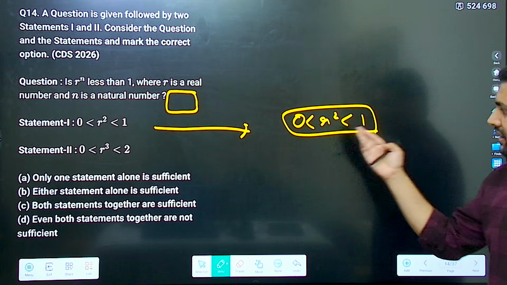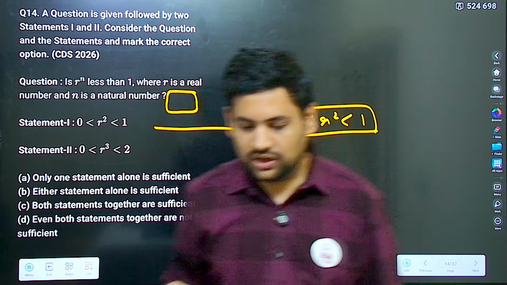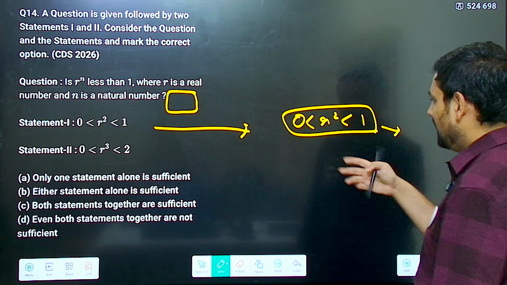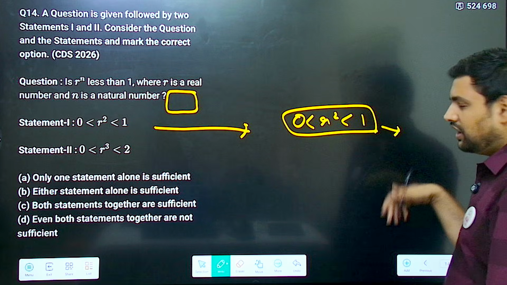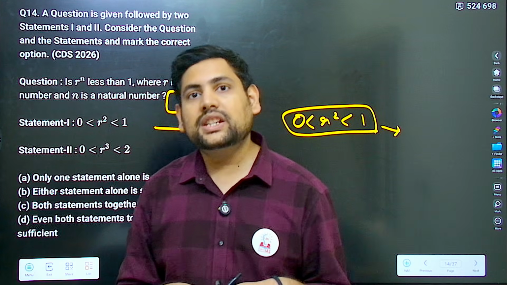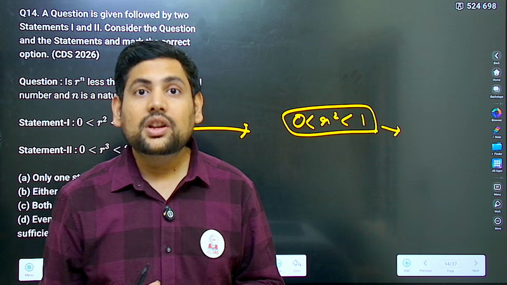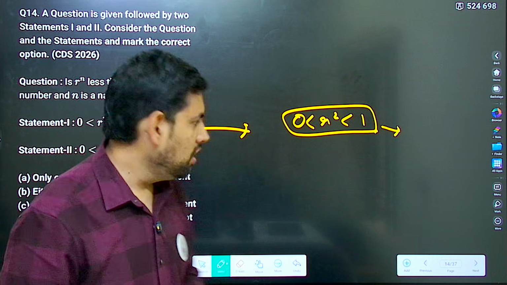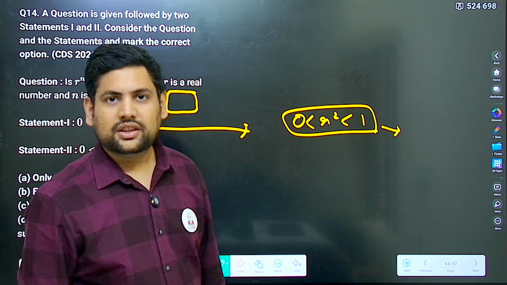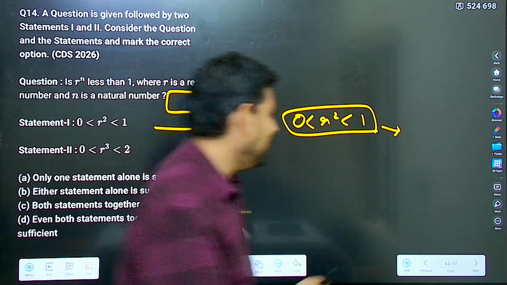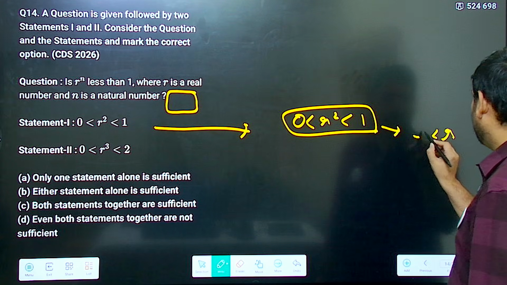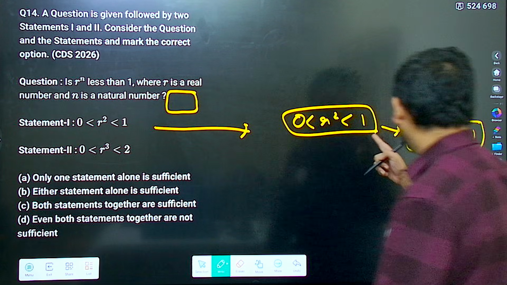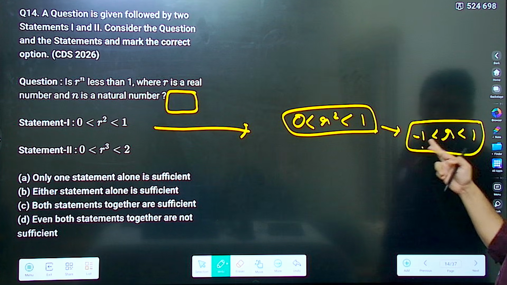0 is less than r square, which is less than 1. That means what? If r square is between 0 and 1, now if you take any number, for example you take -1, -1 square is +1. If you take -2, square is +4. Correct. So it will never lie in this region. Only case when it can lie is when r is between -1 and 1. Correct. So from this you got r is between -1 and 1.